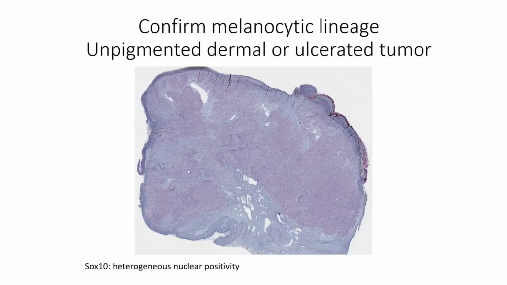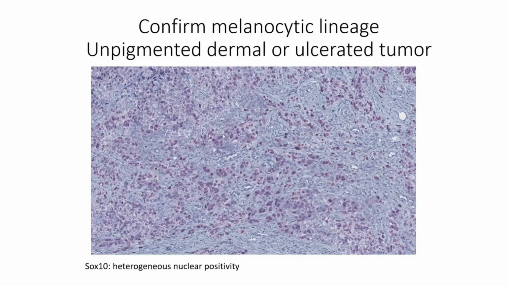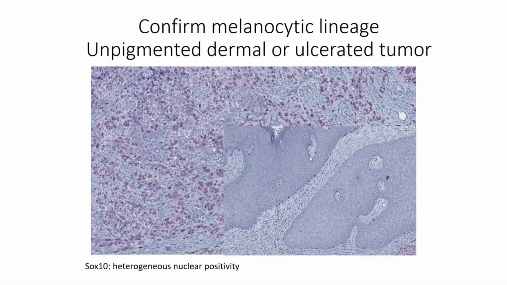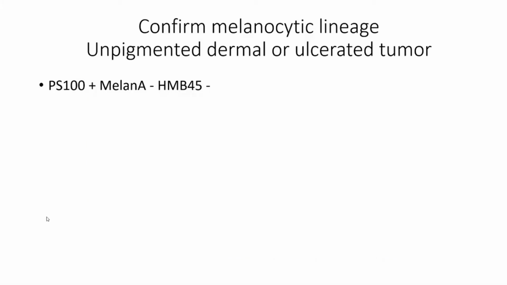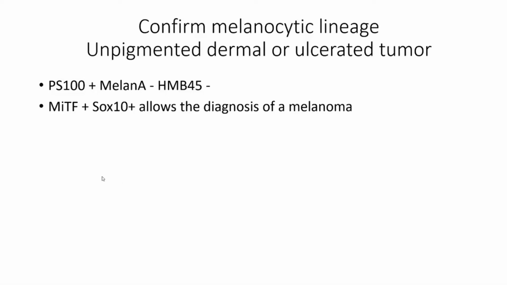Here is the expression of SOX10, and we have a nuclear positivity that is present in most cells. It's not a very strong stain, and here are the controls that are quite stronger in the small melanocytes in the nearby epidermis. As a summary, if you have S100 positivity but negativity with both melan A and HMB45, and if you have both MITF and SOX10 positivity, this allows you to make a diagnosis of melanoma.